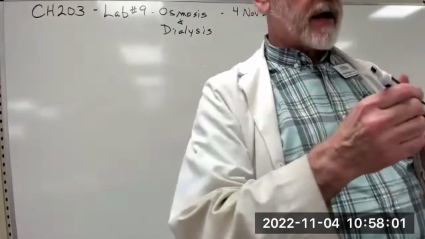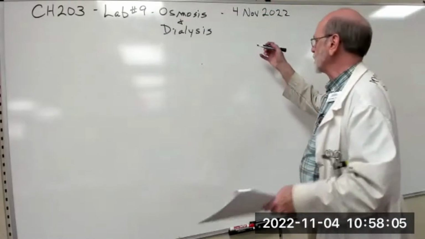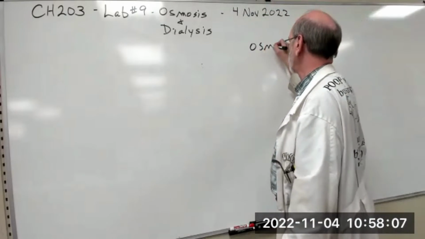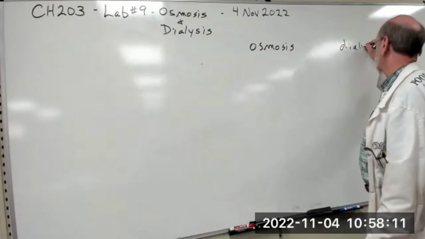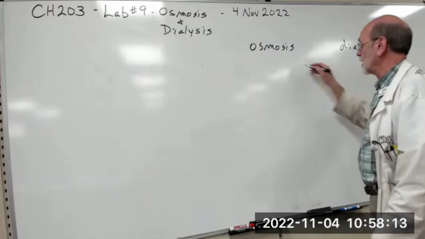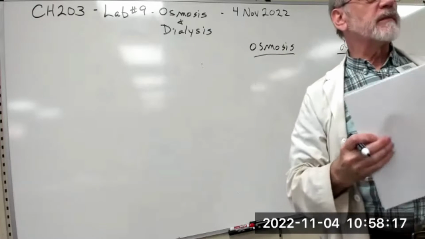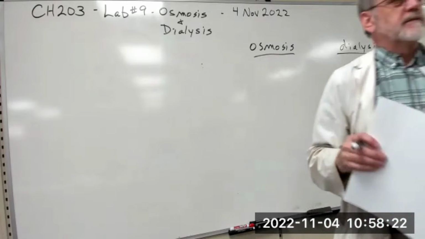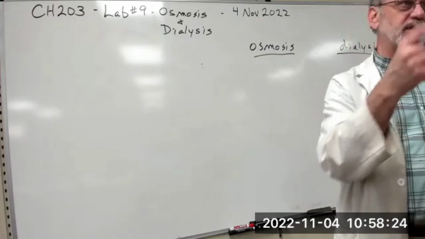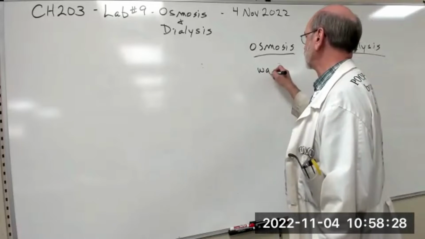In this laboratory exercise, you're going to be investigating two things: osmosis and dialysis. Osmosis occurs when water moves through a membrane, and that's the only thing that can move. So we're talking about, in our example, we're going to use living cells. So that's just water movement.